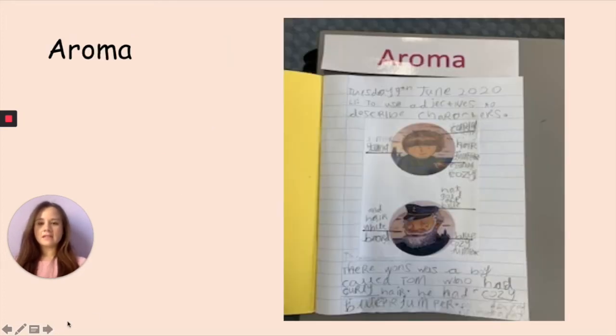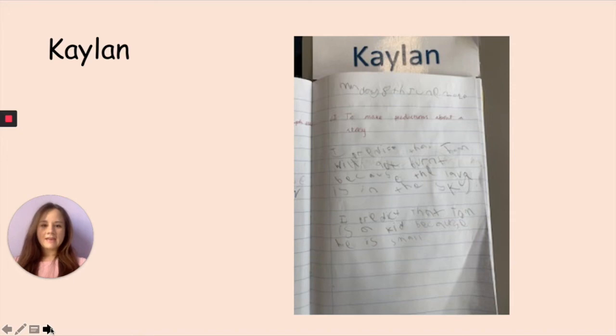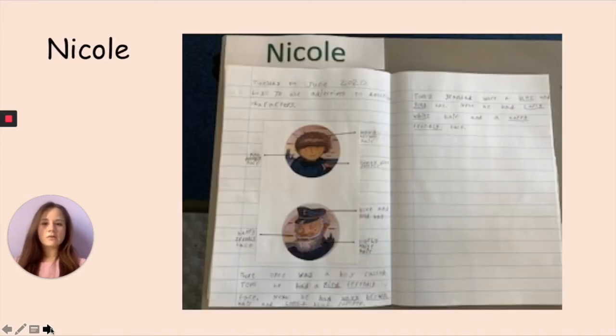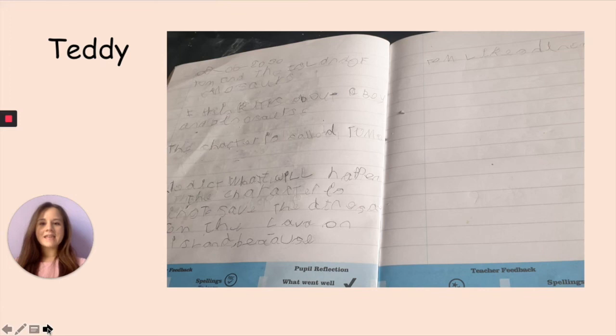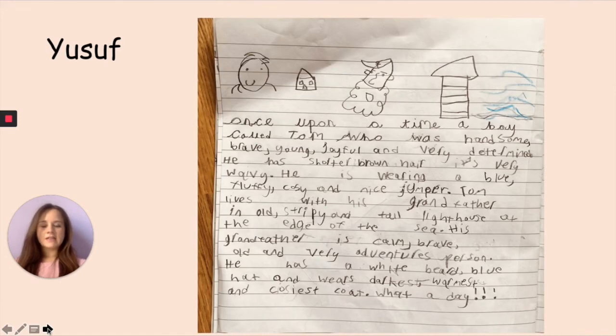So here are some shout outs for today. This is Aroma's work. Aroma is working really hard at school. And here is Kaylin's predictions work. Here is Nicole's character description work. And Zasha's holiday recount writing. And Teddy's predictions. And Yusuf has done an amazing retell of the first page.